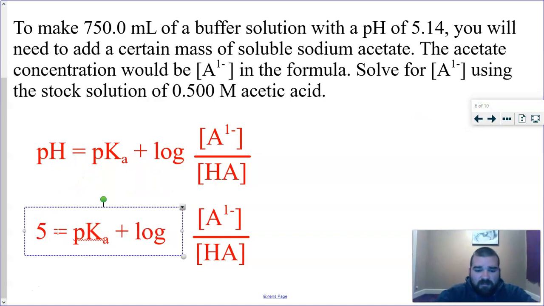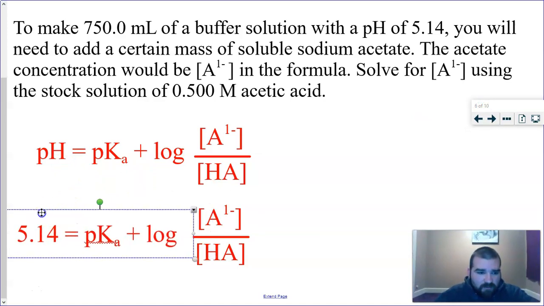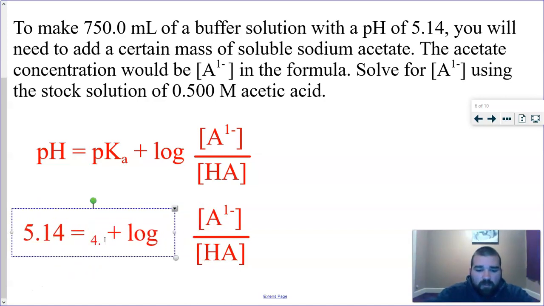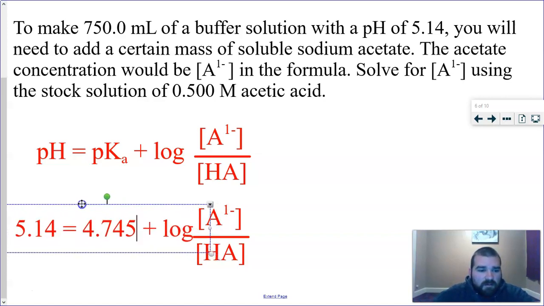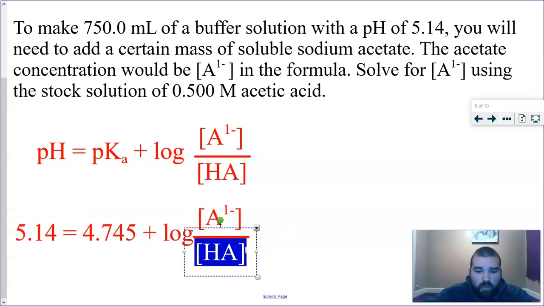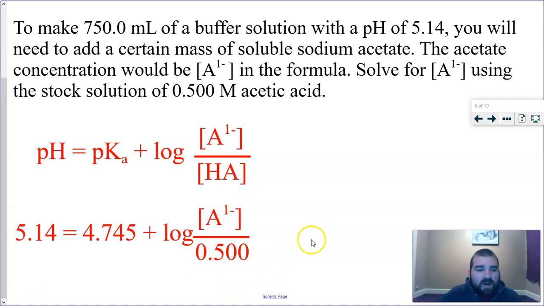So I have 5.14 for my pH. I have 4.745 for my pKa, and I have 0.5 for my molarity of acid. And what I don't know is the molarity of my conjugate base. That's what I'd like to solve for first in this problem.